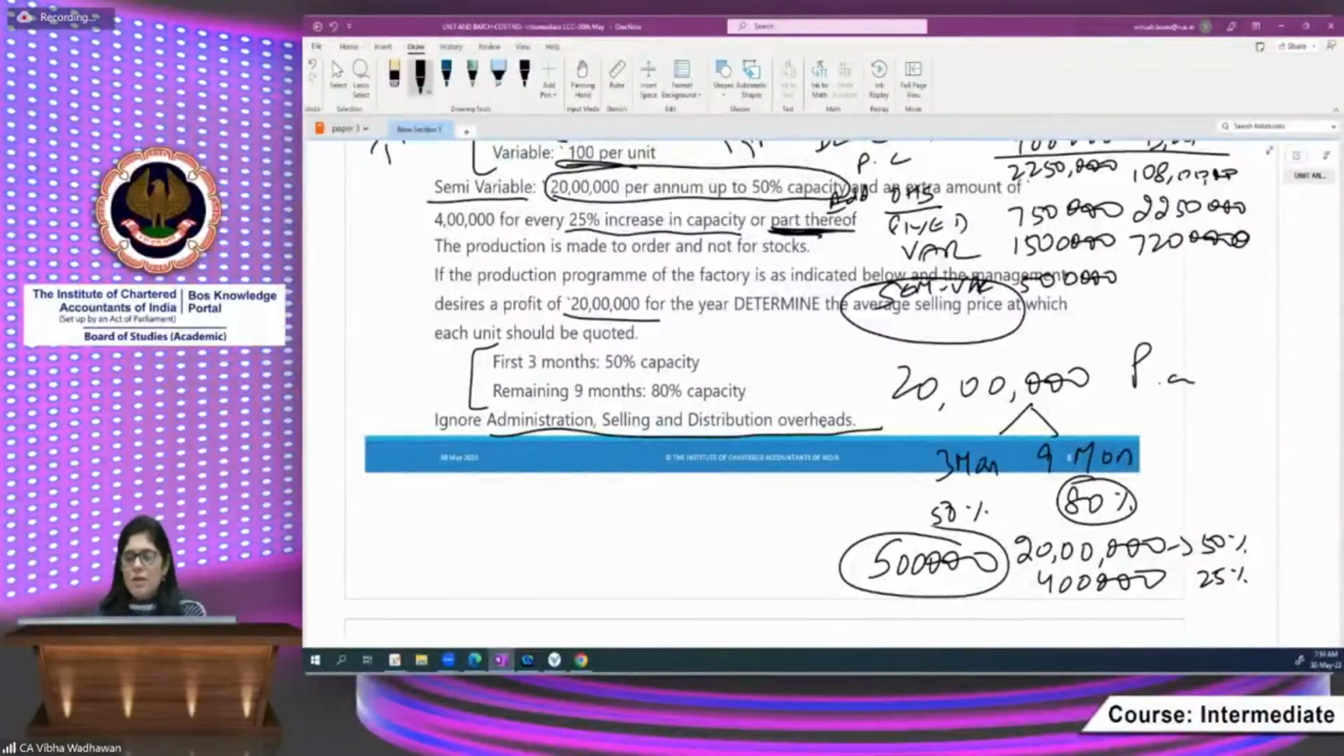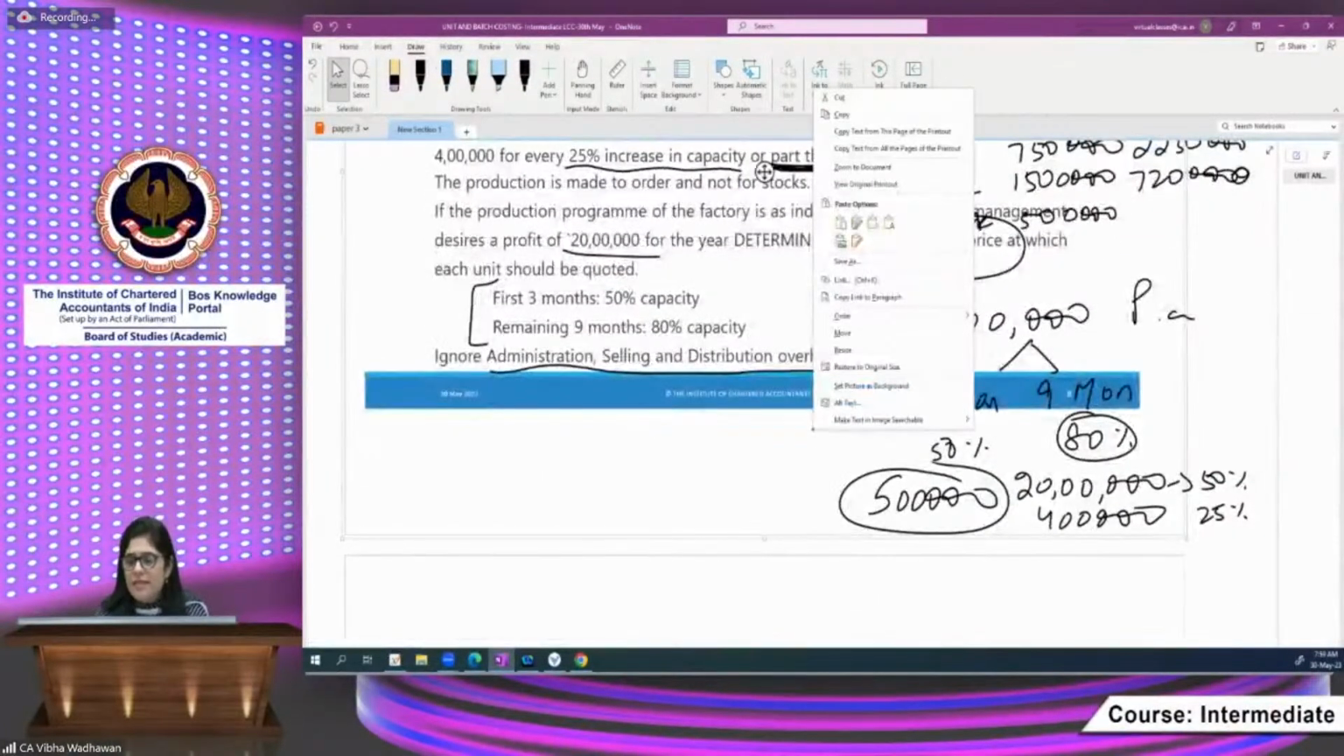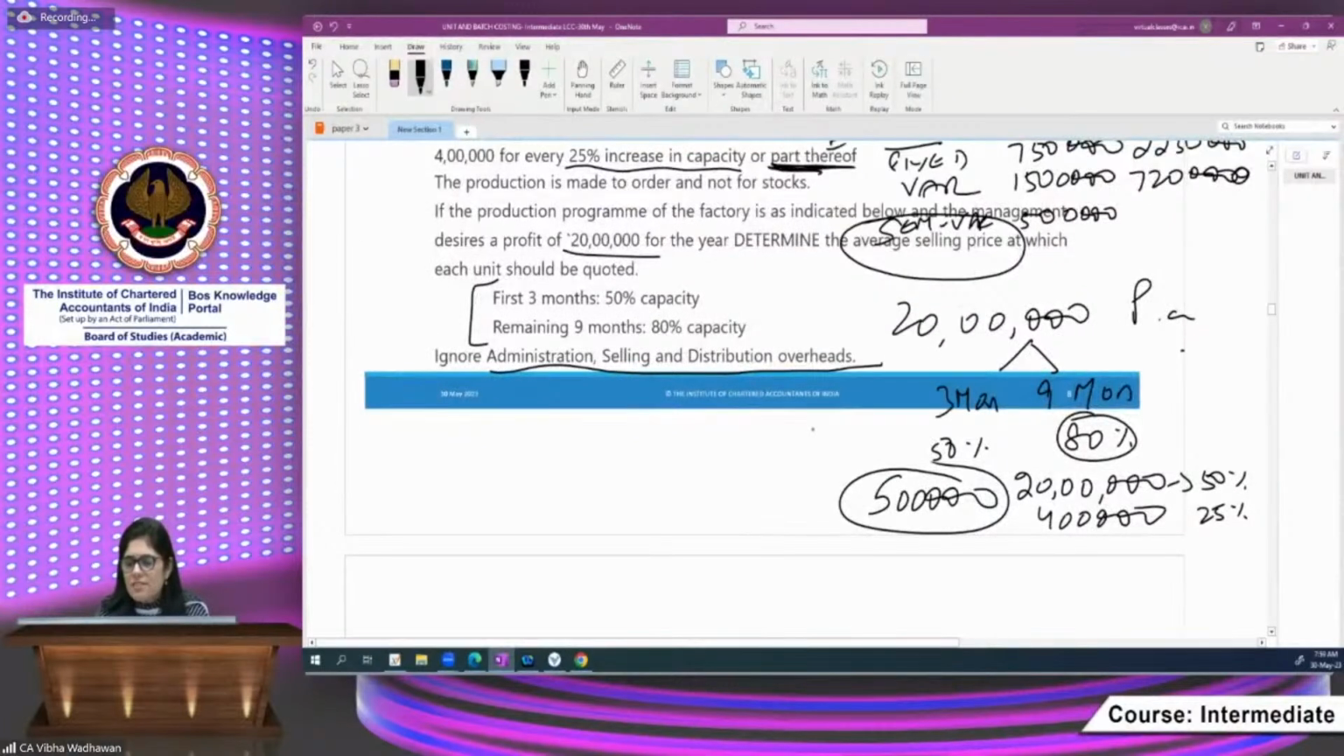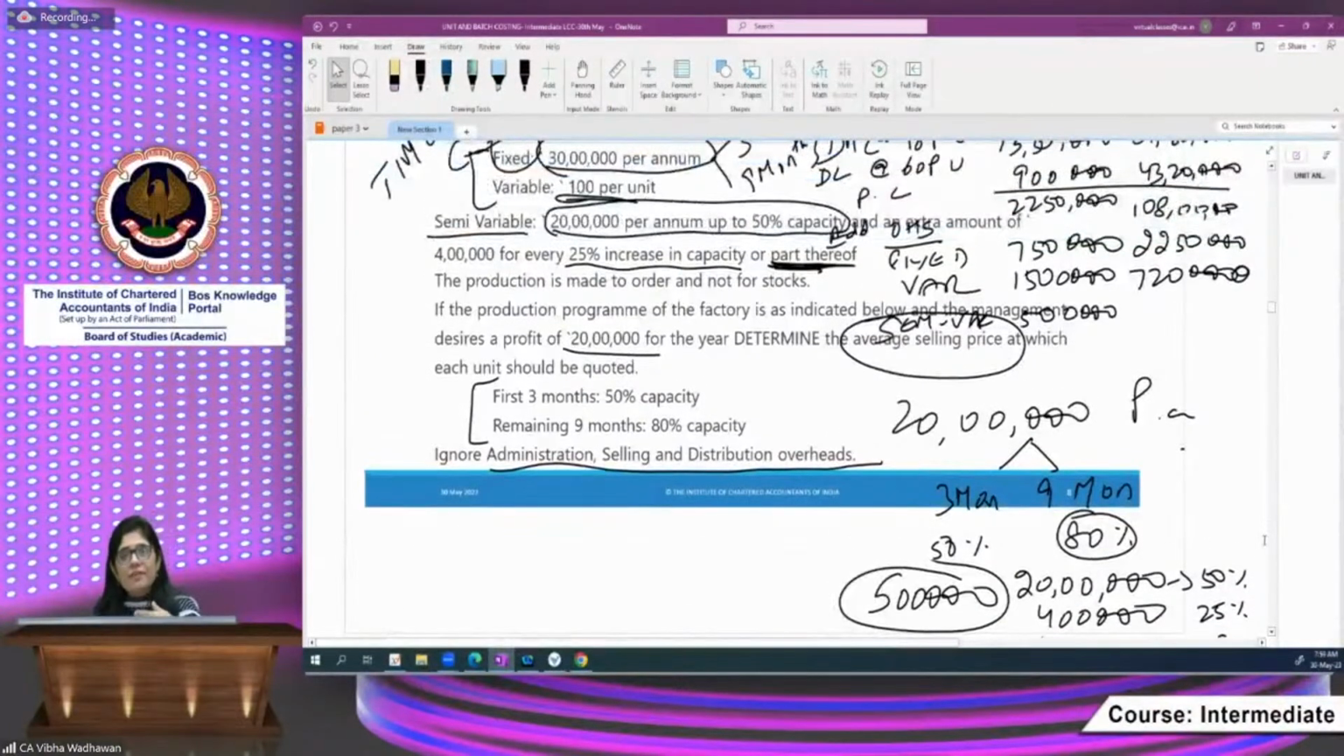Clear? So our capacity is 80%. So 25 plus 25 plus 5% comes to 80%. So they are saying there will be a 4 lakh increase for every 25% or part thereof. So there's extra 5% also. You have to charge 4 lakh extra. It's 4 lakh for every 25% or part thereof.